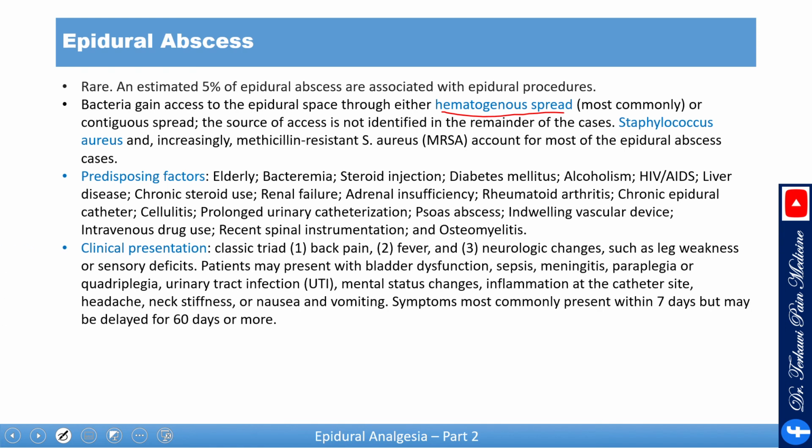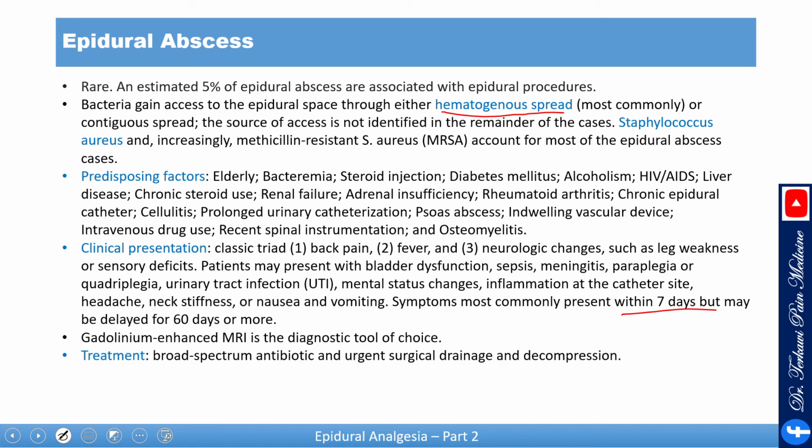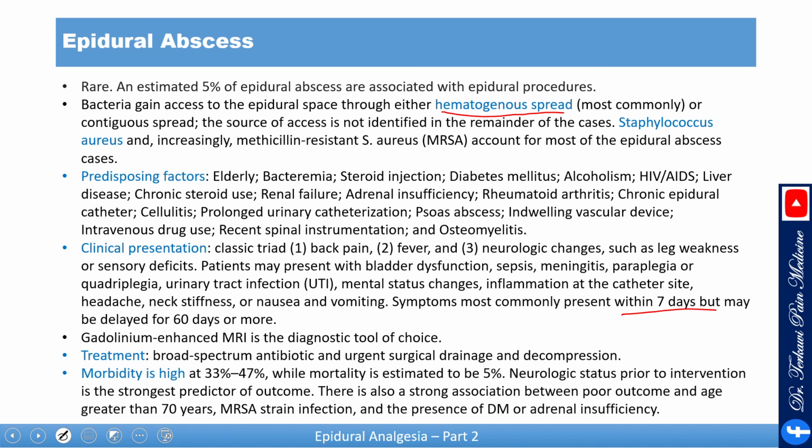Clinical presentation: the classic triad is back pain, fever, and neurological changes such as leg weakness and sensory deficit. Patients may present with bladder dysfunction, sepsis, meningitis, paraplegia, quadriplegia, UTI, etc. Symptoms most commonly present within 7 days, but may be delayed for up to 60 days. Diagnosis by contrast MRI, treatment is broad spectrum IV antibiotics with urgent surgical drainage and decompression. Mortality, unfortunately, is high, even morbidity.